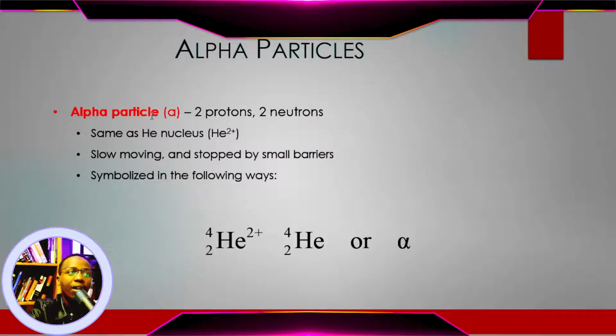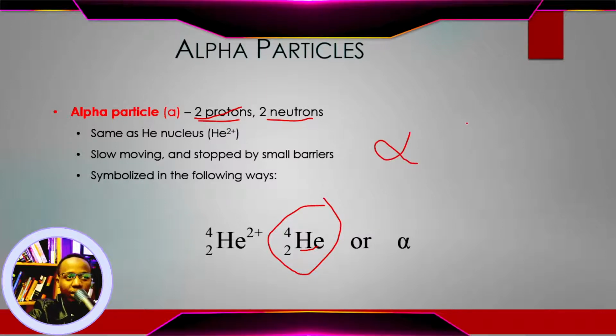When we emit alpha particles, what it really means is that we've emitted what? We've emitted 2 protons and 2 neutrons, right? So it's the same as the helium nucleus. What does that mean? It means that the alpha symbol is just for helium, right? Alpha symbol here, which is a nuclear particle, is helium-4, with 4 as the mass number and 2 as the atomic number. That's how you write it down.